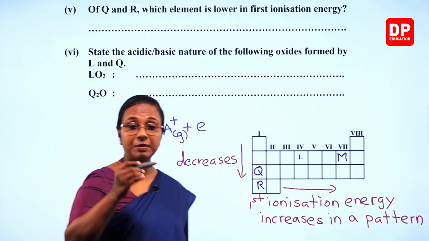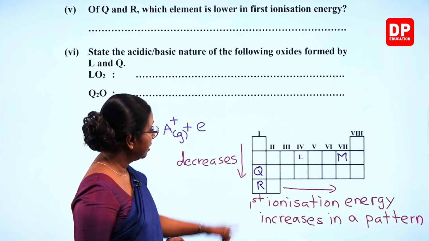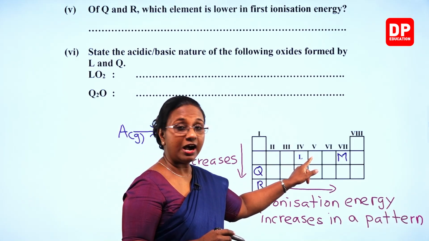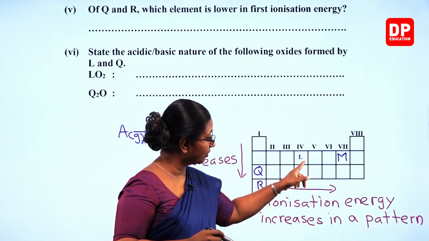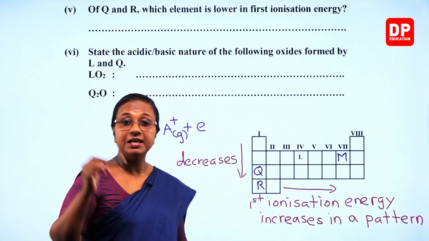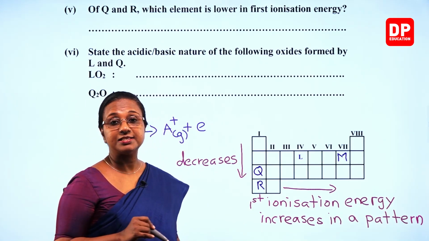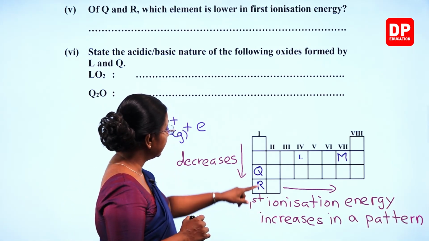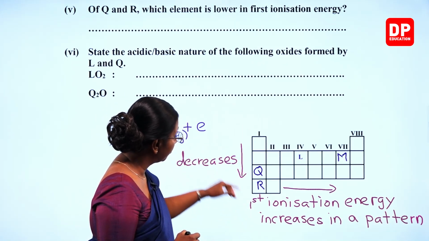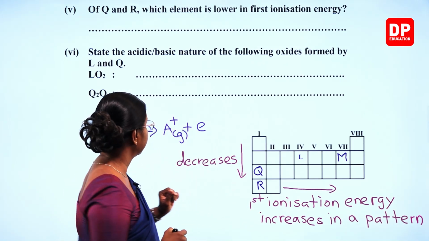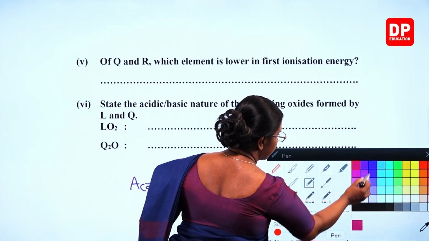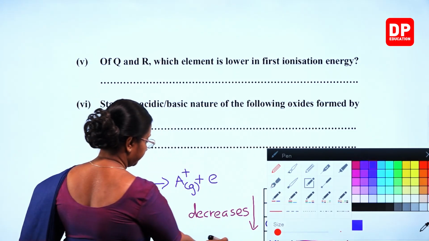But this way you all can remember there is a zigzag pattern. Group 1, then group 2 increases, group 3 is slightly less, group 4, group 5 high, then group 6 is slightly lesser than group 5, then group 7, group 8. And in a period, group 8 has the highest first ionization energy, group 1 has the lowest. But here, they want you to compare Q and R. Both belong to group 1. Down the group, the first ionization energy decreases. So here, the lowest first ionization energy is going to be R.